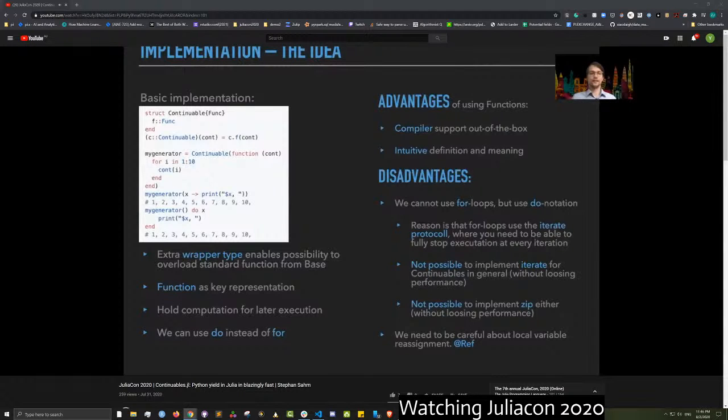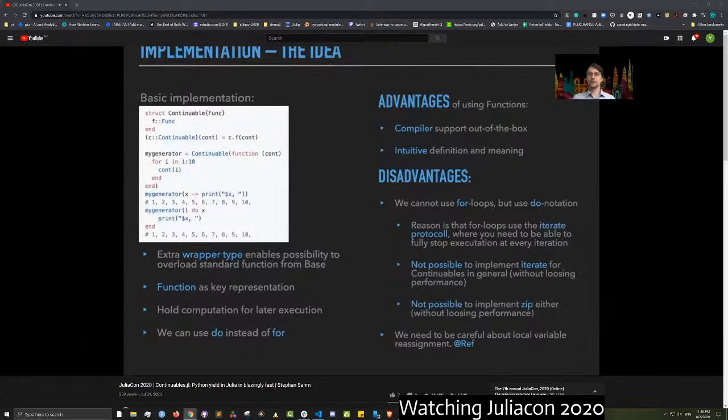So we replace the yield syntax with just a function which we get later, which then continues. Here we go over all numbers from 1 to 10 and continue. We can then call this continuable, this generator, with a function as you would normally do. We have both syntaxes available, the anonymous function and also the do syntax, which is quite nice here. This has a couple of advantages. The main one is that the compiler can actually kick in and optimize anything, because the Julia compiler really knows well about functions. Also the definition is quite intuitive, as is the meaning. We just have a continuation function which we get.